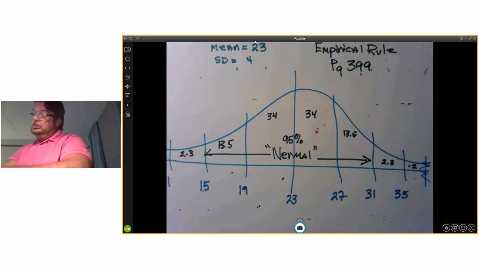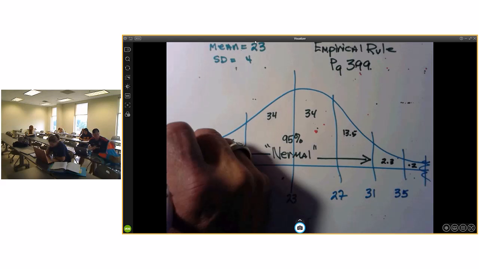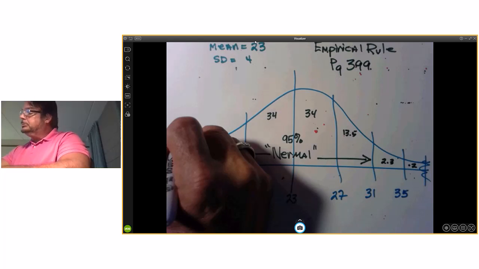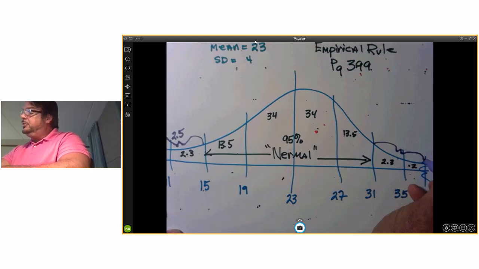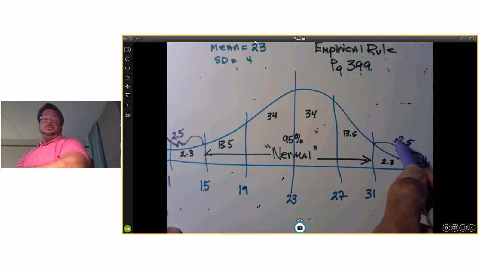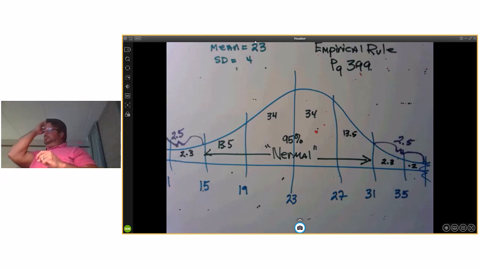2.5, and then over here in purple 2.5. So you could have some books that say 2.5. I think y'all told me that this book does say 2.5. The Math 120 book does 2.3 and 0.2. And then I'm going to mark this.